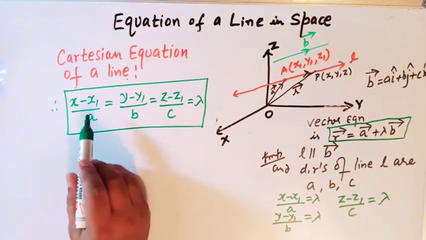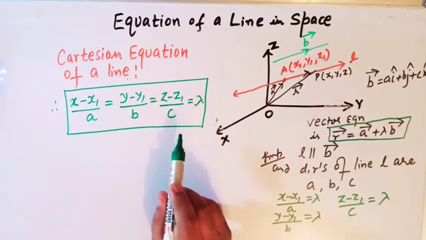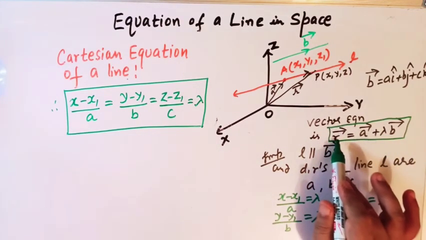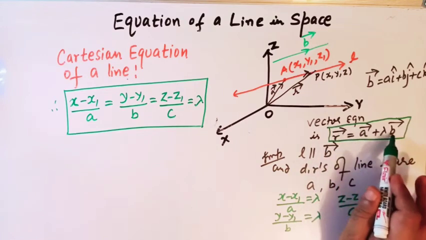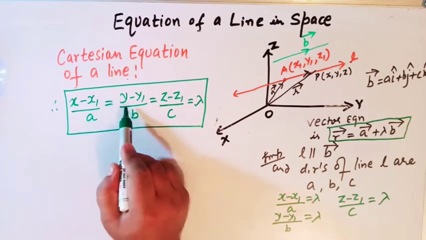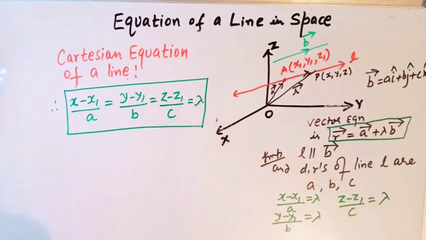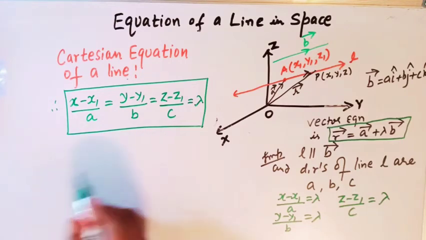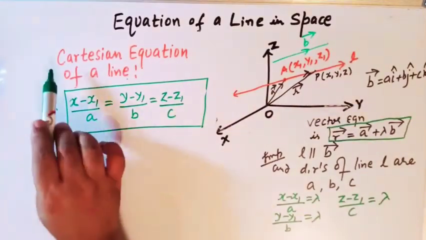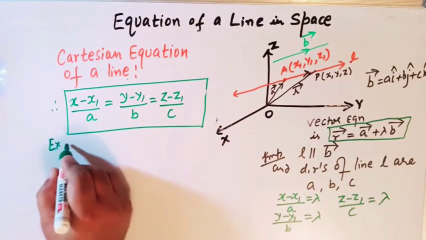So we have derived here two forms of the equation of a line in space. The first one is the vector equation, which is given by r vector is equal to a vector plus lambda times vector b, and the Cartesian equation is (x minus x1) by a equal to (y minus y1) over b equal to (z minus z1) over c. Clear? Okay. Now sometimes we do not write this, so the Cartesian equation of the line is given by this equation. So let us take an example.